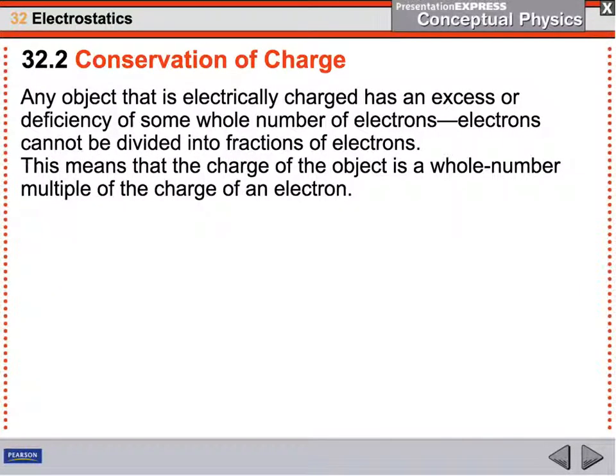Any object that is electrically charged has an excess or deficiency of some whole number of electrons. Electrons cannot be divided into fractions of the electron. This means the charge of the object is a whole number multiplied by the charge of an electron.